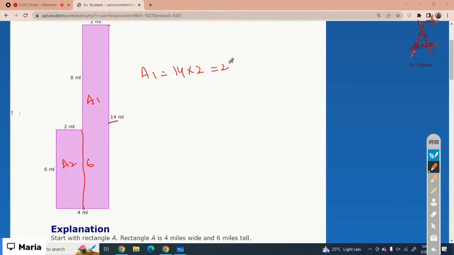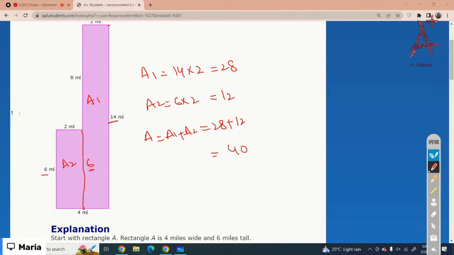It would be 14 times 2, that would be 28. Then look at the smaller one. It has the side length 6 and 2. So it would be 6 times 2, and that makes 12. So to calculate the complete area, you just have to add both the areas. It would be 28 plus 12, that would be 40. Got it? So whenever you have complex shapes, divide them into two smaller shapes and calculate the area.